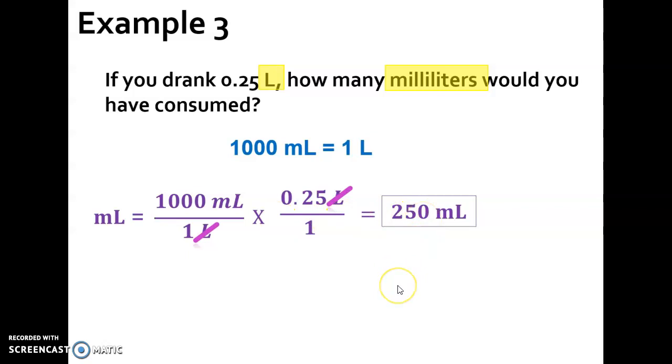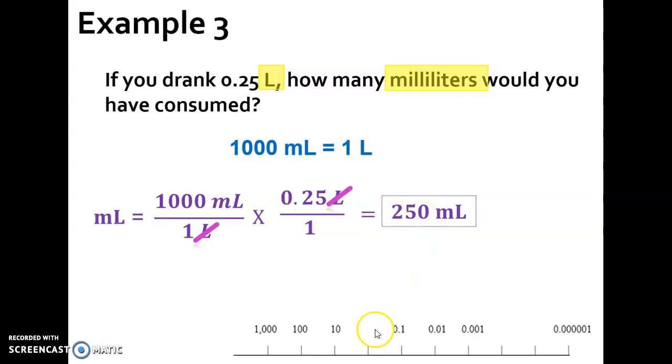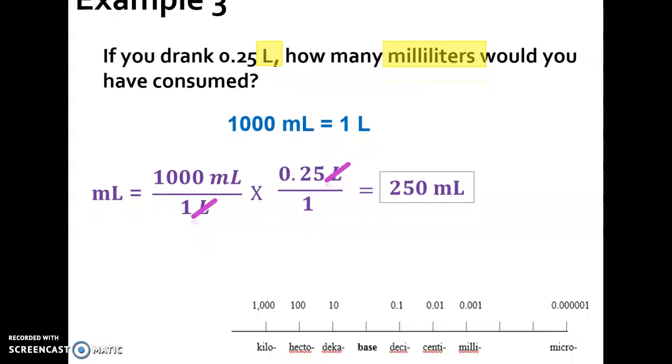If we wanted to go back and use the metric number line, then we can see that, let me slide that down, sorry. Using the metric number line, we are starting at 0.25 liters, that is our base, and we need to get out to the milliliters. So that is moving to the right 1, 2, 3 places. So if you go to the 0.25, take that decimal and move it to the right 1, 2, 3.